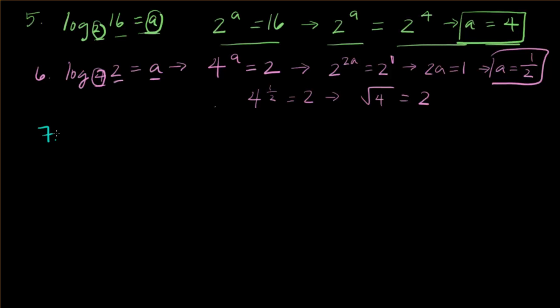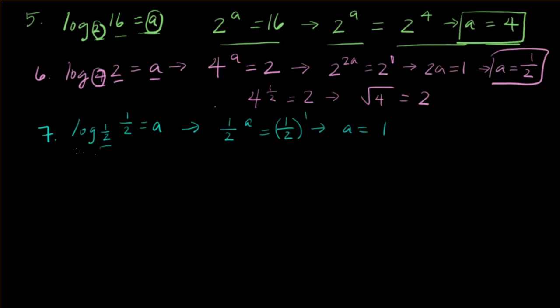Let's do number 7. Number 7 says log base 1/2 of 1/2 equals A. I think I've explained it in 7.3 to all of the classes. Now this is very easy. Now if I change it into exponential form, we start with the base, so 1/2 to the A equals 1/2. So A equals what? 1, because this is to the 1, right?